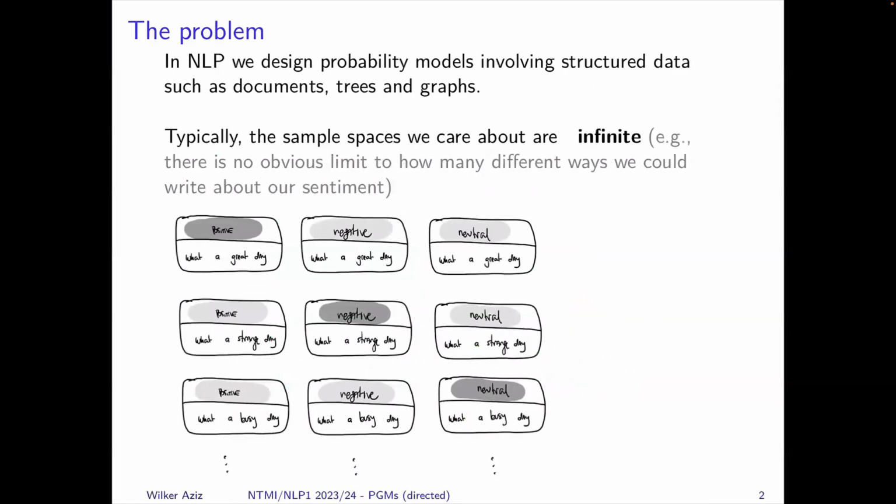Sometimes the sample spaces are actually infinite, or you cannot easily bound them. So for example, there's no real obvious limit to how many different ways I could write about a sentiment. Here I'm showing you a few very short sentences. What a great day, which might be positive, negative, or neutral, might express one of these 3 types of sentiment. What a strange day, what a busy day, and it goes on, right? And these sentences can vary in length, in topic. I really could not possibly put a limit to this. So this space is infinite.